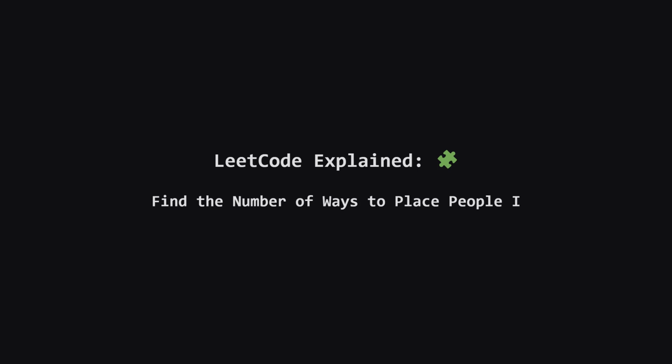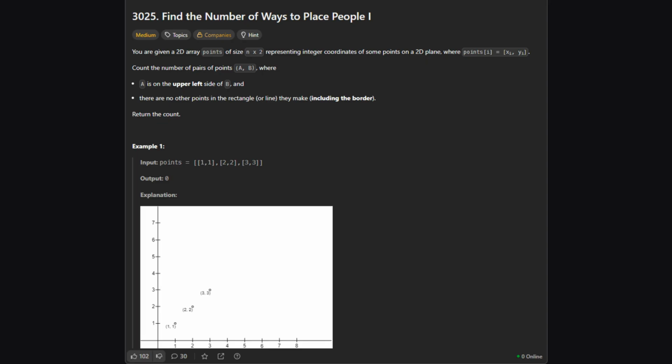Hey everyone, and welcome. Today, we're tackling the LeetCode problem "Find the Number of Ways to Place People I." It sounds a bit abstract, but we'll break it down step by step into something really clear. Let's get started. So here's the official problem description.